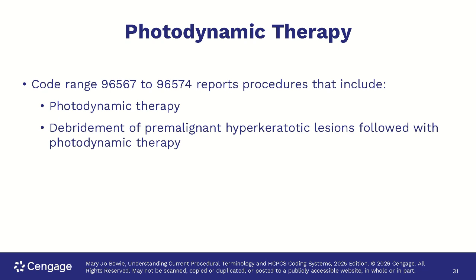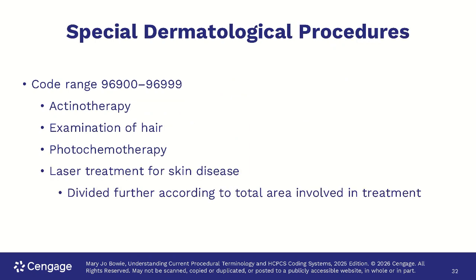Photodynamic therapy. During this type of therapy, the physician applies a photosynthesizing agent to treat lesions. Some of the codes are reported according to the length of time of the treatment. Documentation has to be reviewed to ensure that the times are substantiated in the medical record. Special dermatological procedures. Here you'll see things like examination of the hair, laser treatment for skin disease, just to name a few.